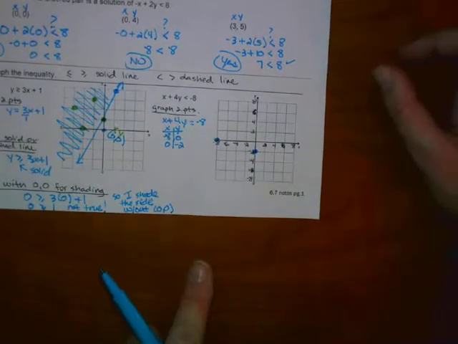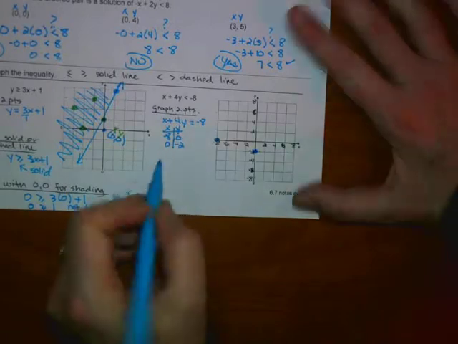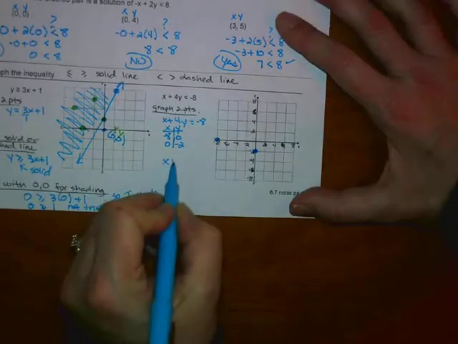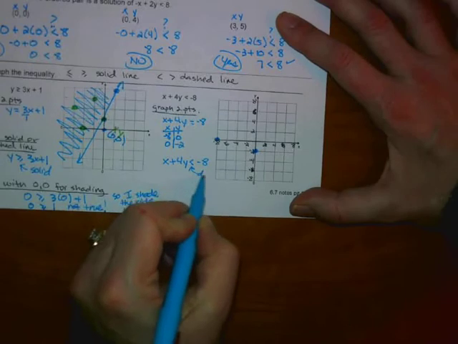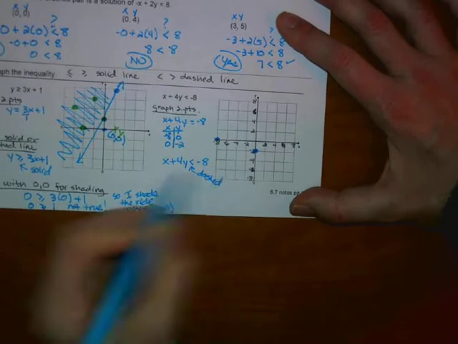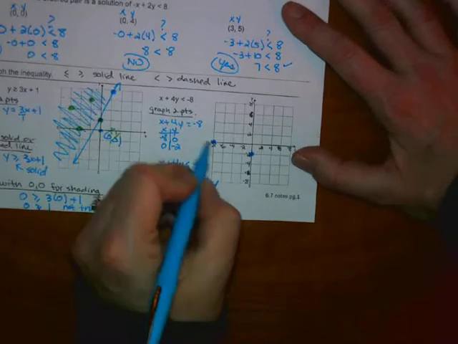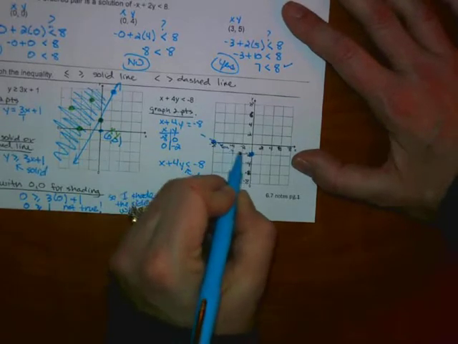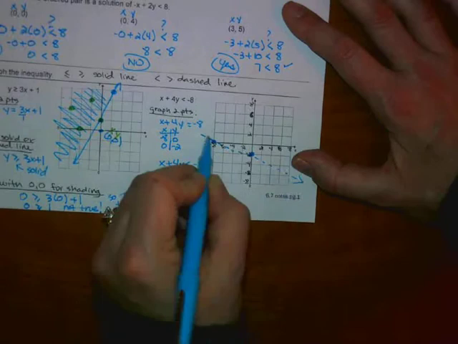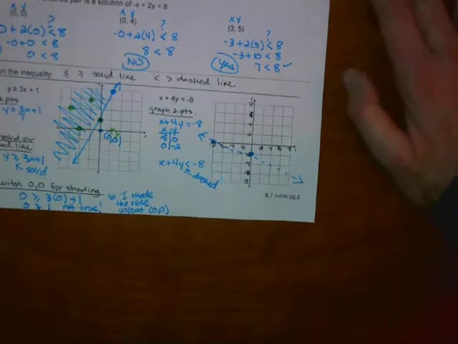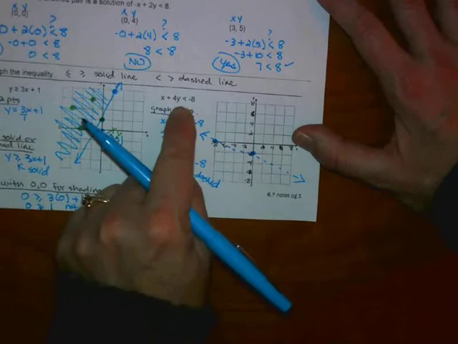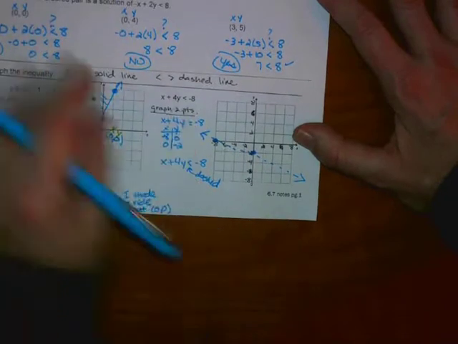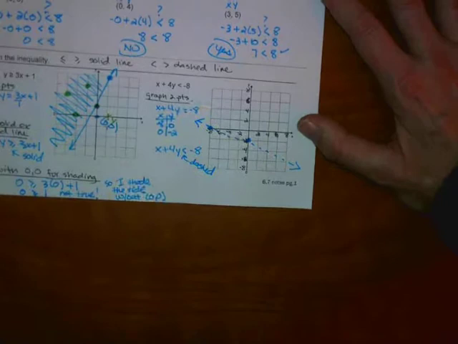Okay, now, but before I draw my line, I have to take a look. This is just a less than, so that means I have to use a dashed line. So I'm going to connect them with sort of like a dashed line like this, not a solid line. This tells me that none of the points on this line are solutions to that. Okay? Now I still have to decide what to shade.